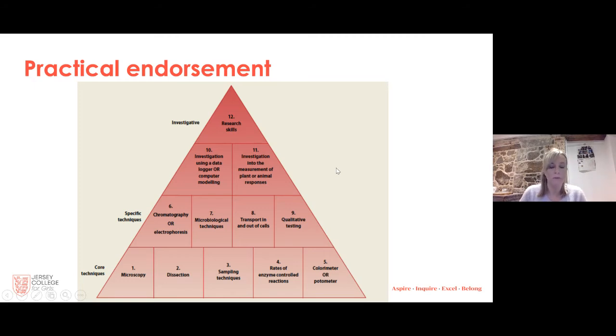So it builds from the bottom of the triangle there with very basic core skills that we expect biologists to have, being able to look down microscopes and draw things that they see, dissections, enzyme reactions, some new equipment, colorimeters that students won't have had an opportunity to use at GCSE, so they get to use new technology, new equipment. Then we look at more specific techniques, so things like chromatography.